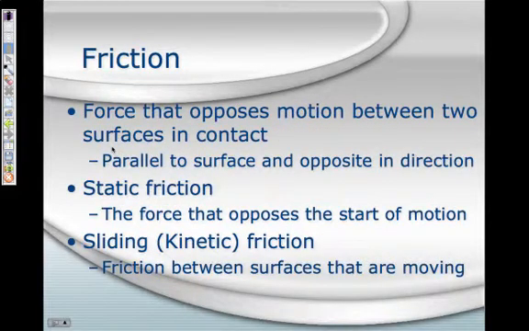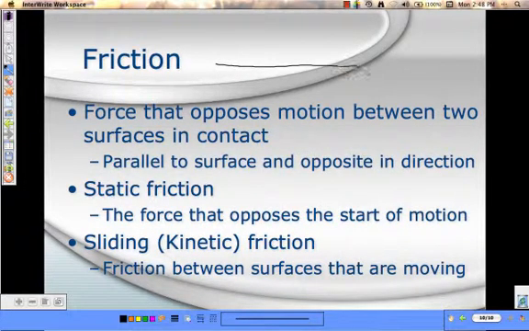Okay, and then friction is a force that opposes motion between two surfaces in contact. It's always parallel to the surface and opposite in direction. So if you're pushing your book across the desk, let me draw a picture of this. Yes, or a crate across the ground. If this is your surface and you have your book or a crate, and you have an applied force in this direction, the force of friction is going to be in the opposite direction. It's going to be parallel here.